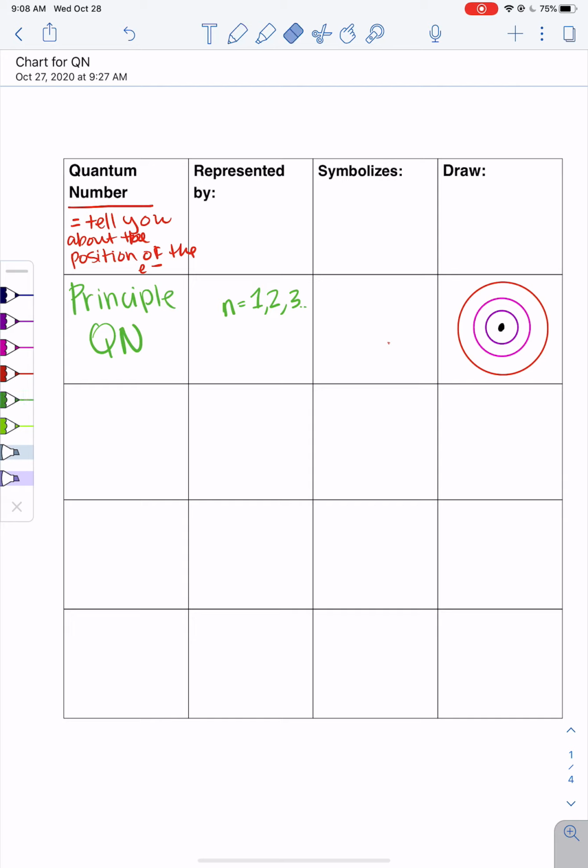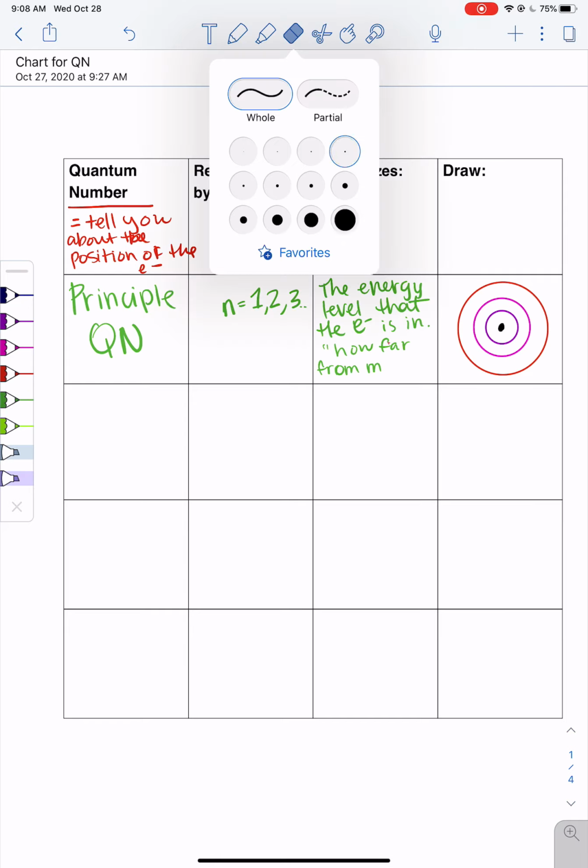Actually, let me write this better. It's the energy level that the electron in question is in. So basically this means how far from the nucleus. Man, I really can't spell today.